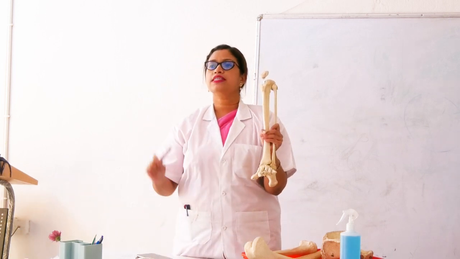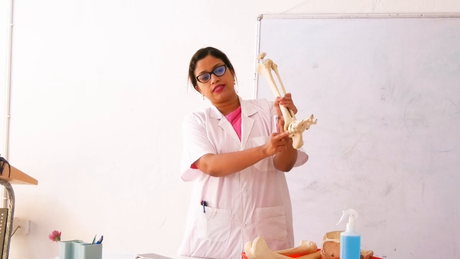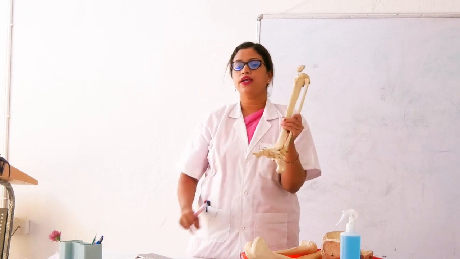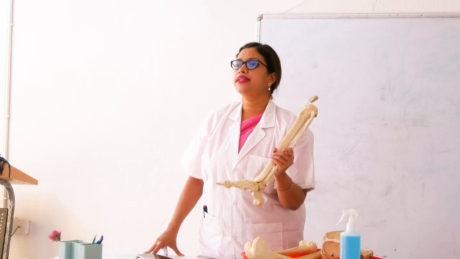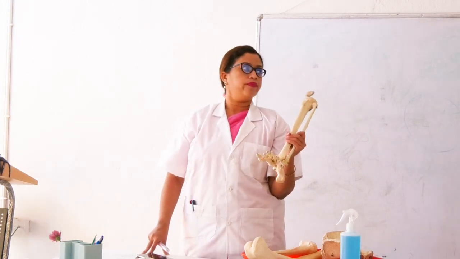So the first insertion is the navicular tuberosity. You could see here, this is the tuberosity, the navicular tuberosity. The second one would be the medial, intermediate and lateral cuneiform. Medial, intermediate and lateral cuneiform.